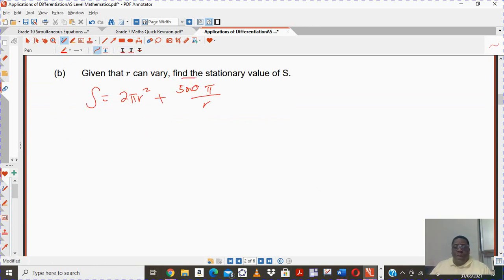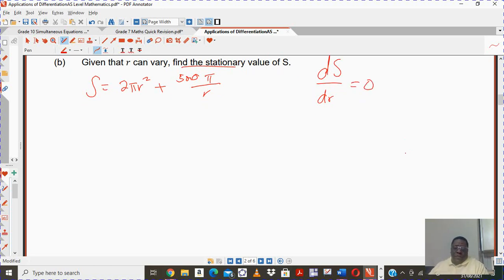Now once you are told to find the stationary point, you have to differentiate with respect to r. And then you're going to let that equal to 0. So we're going to find the derivative. So I'm just quickly going to write this nicely as 2 pi r squared plus 500 pi r raised to negative 1 power. I hope you understand that, okay?